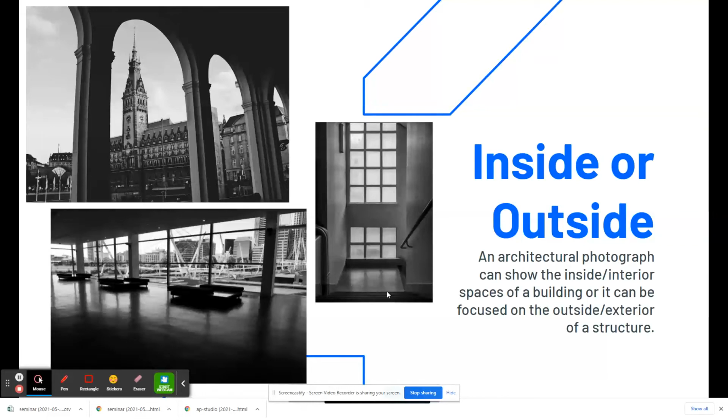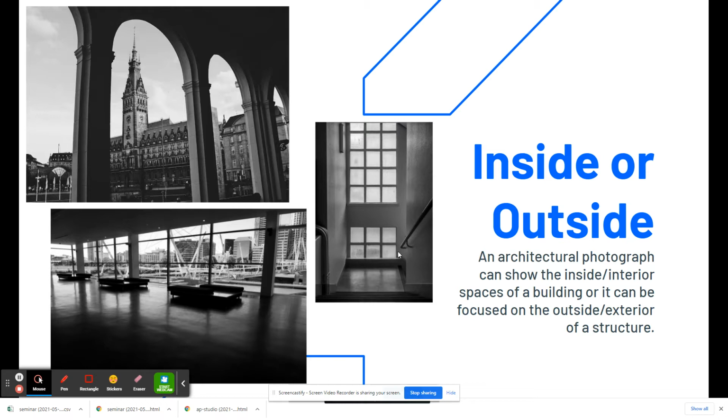For architectural photography, you could take them inside of buildings or outside of buildings. One of the major things we'll talk about is that you want to make sure you don't have too many other distractions. The focus should be on the building, okay? So this one is kind of under an overpass, so it's actually inside this colonnade, but it's looking out at another building. So it's kind of inside and out at the same time.